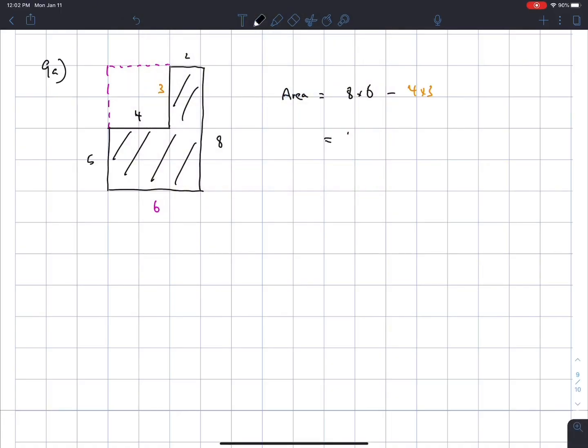8 times 6 is 48, and 4 times 3 is 12. And then I subtract them, I get 36. And this will be in centimeter square. It's in centimeter because all of these are in centimeter. Square because area is in square units.